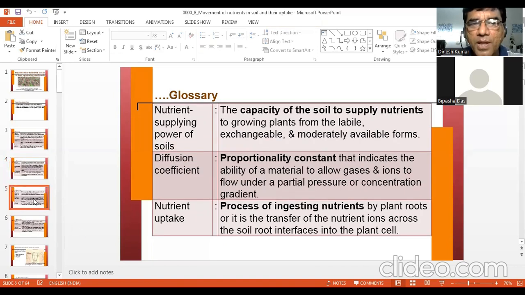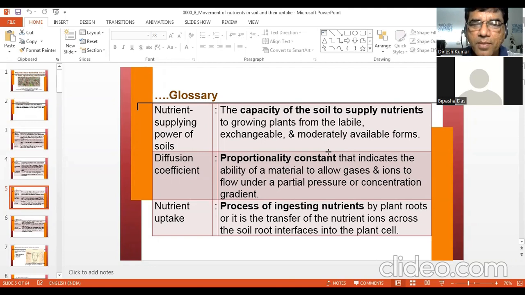Now, nutrient supplying power of the soil: the capacity of the soil to supply nutrients to growing plants from the labile, exchangeable, and moderately available forms. Diffusion coefficient, today we will see in detail. It is a proportionality constant that indicates the ability of a material to allow gases and ions to flow under a partial pressure or concentration gradient. So that is your diffusion coefficient. We should know the meaning of this.